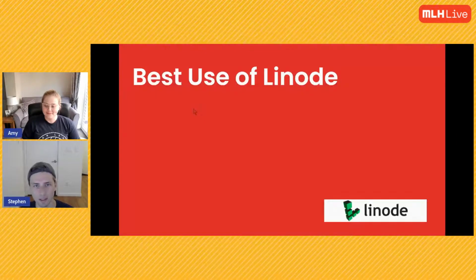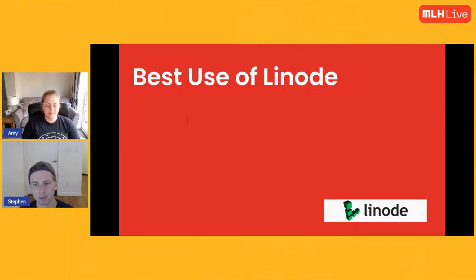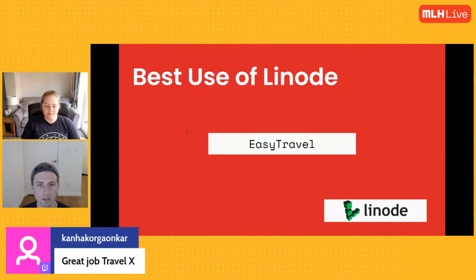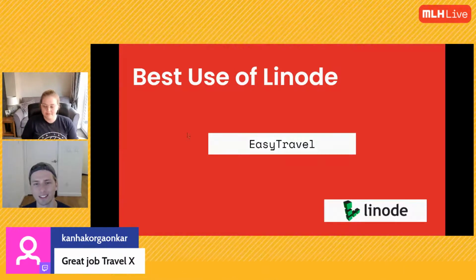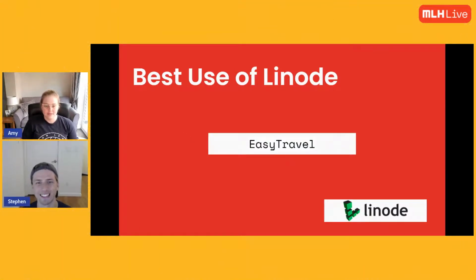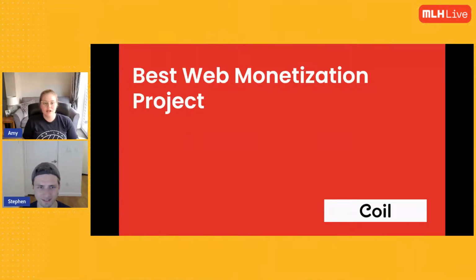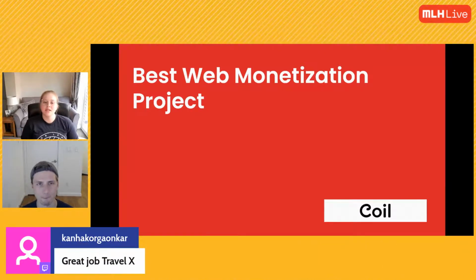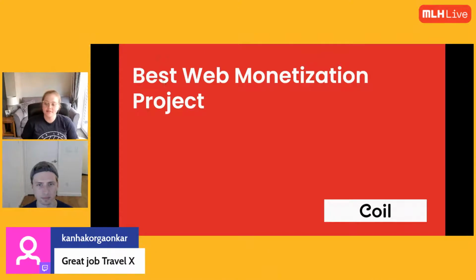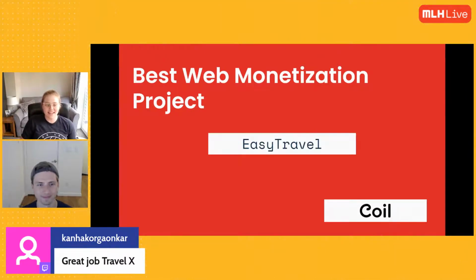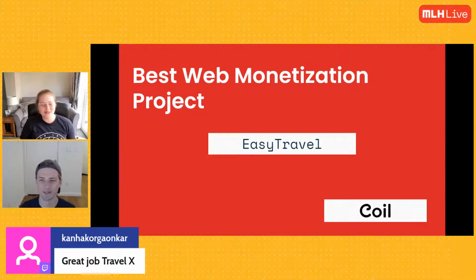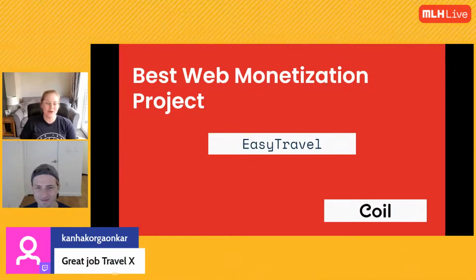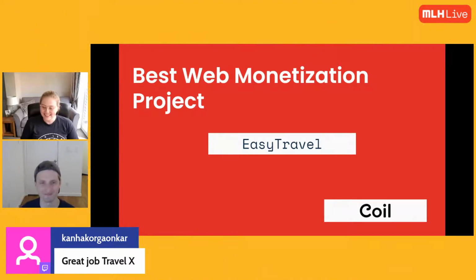Next one will be the best use of Linode, making great use of that Linode stack. For this one, it goes to Easy Travel. Excellent job. Congratulations. Then moving on to our best web monetization project, making use of Coil's amazing monetization API, we have Easy Travel again. Wow, congratulations, two in a row. Incredible. Well done, Easy Travel, making use of all of the technologies this weekend.